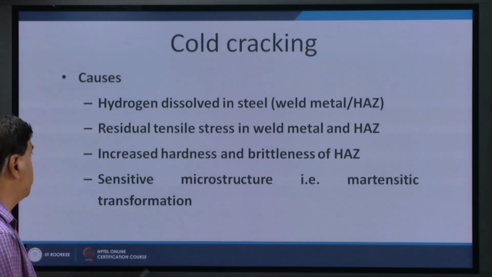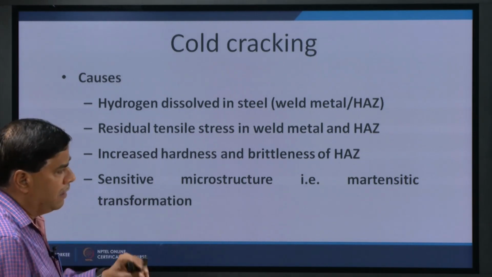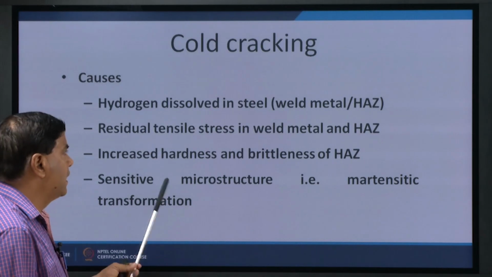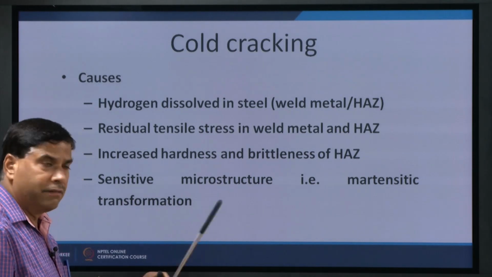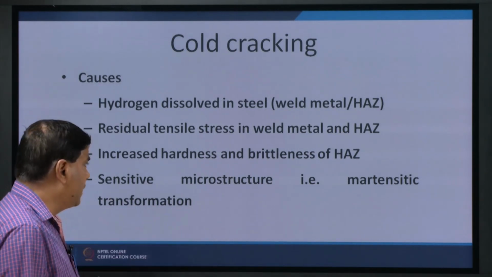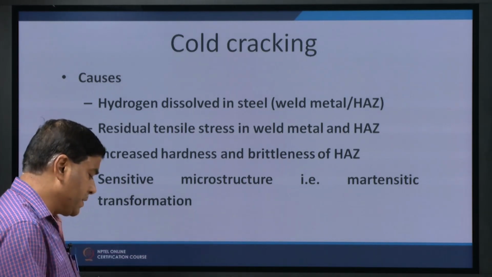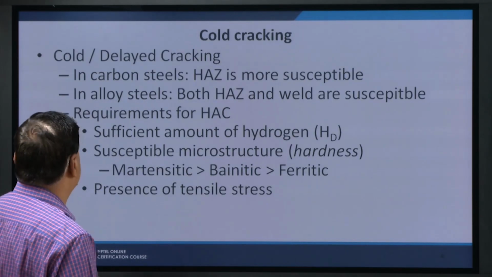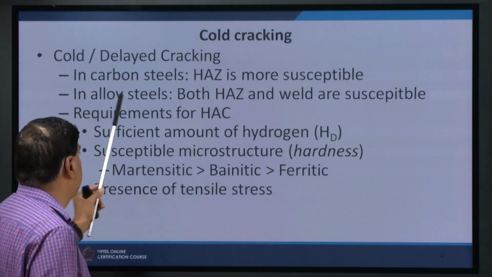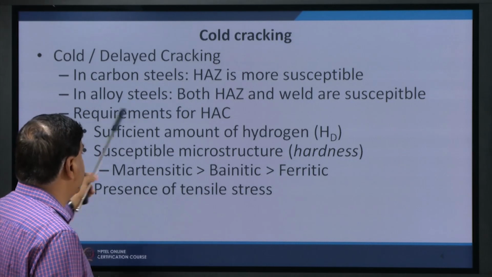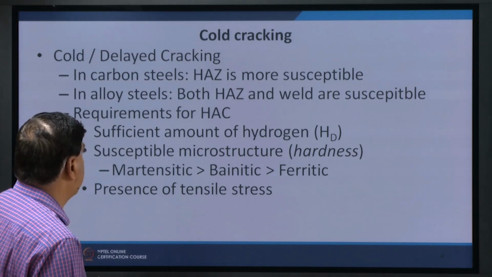These are the common causes which are observed for the development of the cold cracks: hydrogen dissolved in the steels, like in the weld metal or in the heat affected zone, development of tensile residual stresses in the weld or heat affected zone, higher hardness or brittleness of the heat affected zone, and the crack sensitive structure like the martensite formation in the heat affected zone. So if we see here, this is what I have already said. In the carbon steels, the HAZ is sensitive to cold cracking, while in case of the alloy steels, both the HAZ and the weld are susceptible to cold cracking.